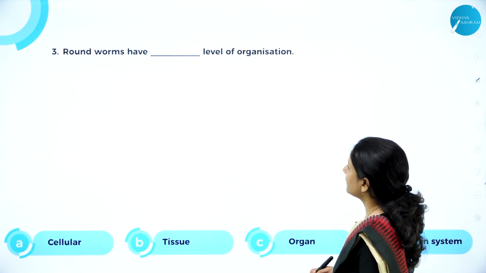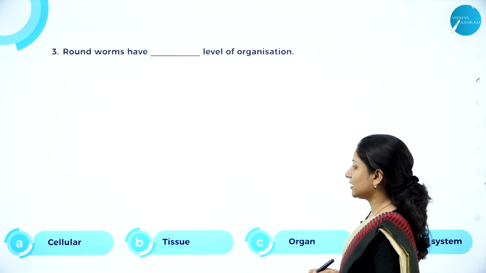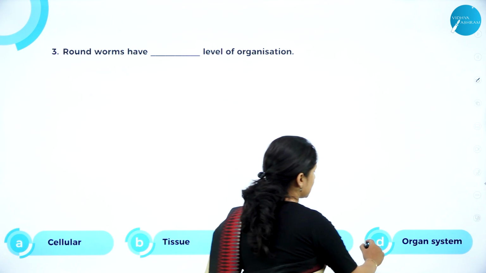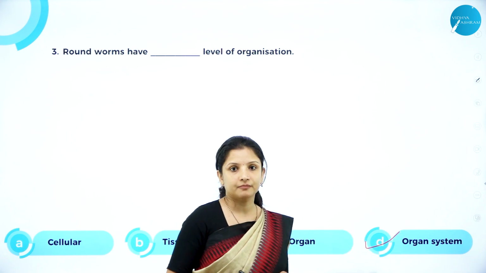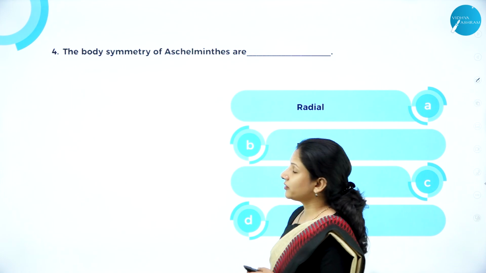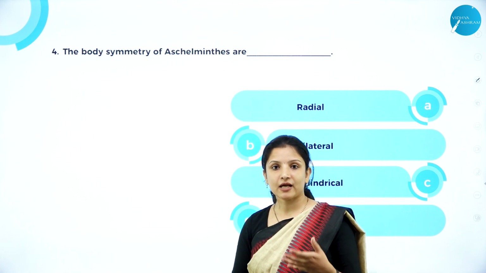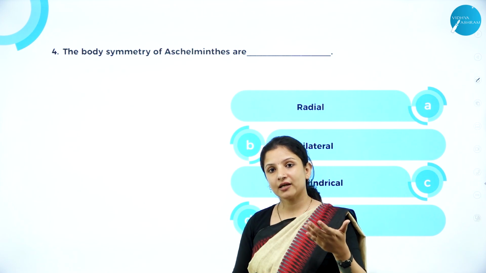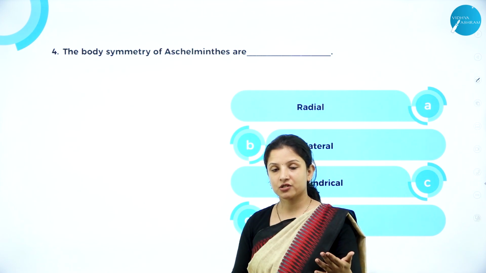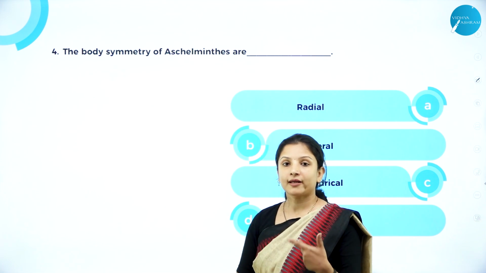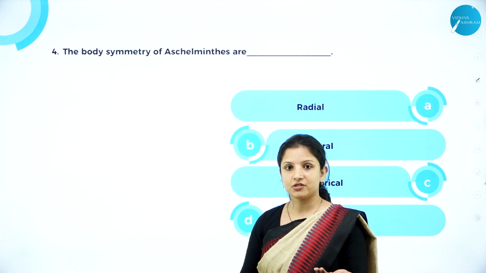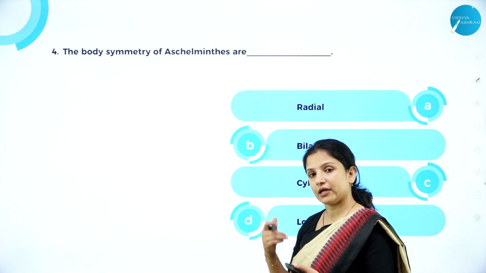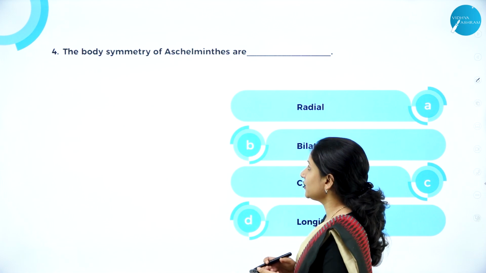Next, roundworms have dash level of organization. Is it cellular, tissue, organ, or organ system level? They have organ system level of organization. They can ask the question as Aschelminths have dash level of organization, or Wuchereria, or roundworm or Ascaris, or the hookworm has dash level of organization. For everything, organ system is the right answer.